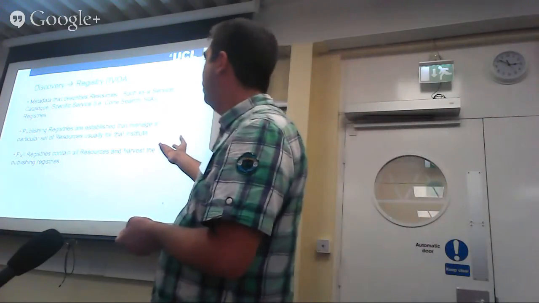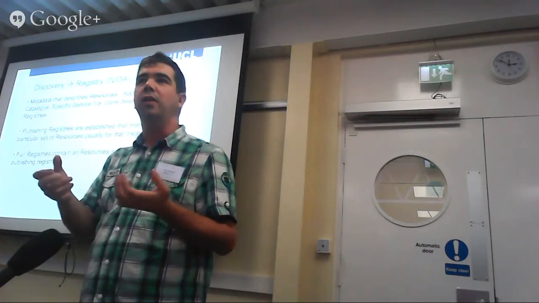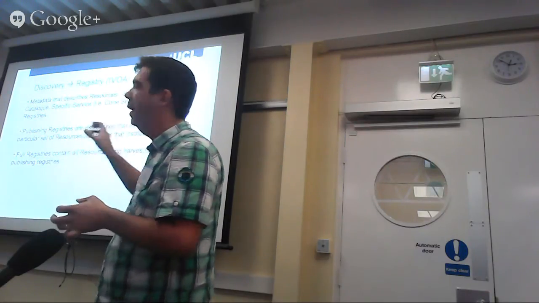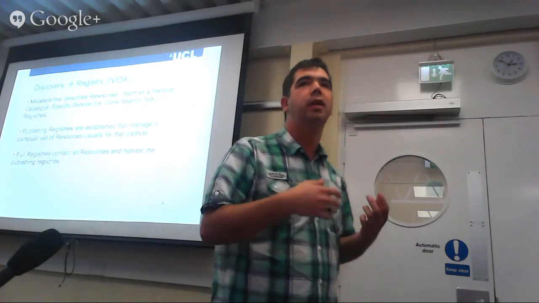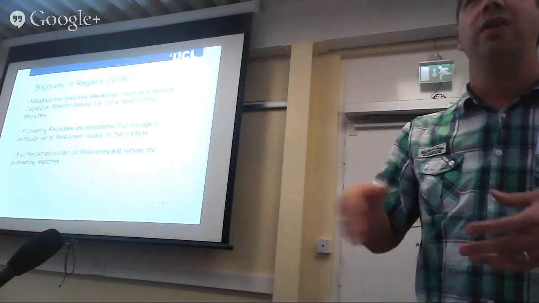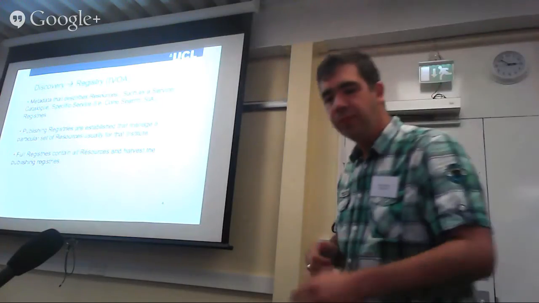There are usually two types of registries. There's a publishing registry, where you actually submit your data and your metadata. I should note there's also the core metadata, which is your contact information and things like that about your registry. And then there are the full registries, which harvest all the other publishing registries around the world.